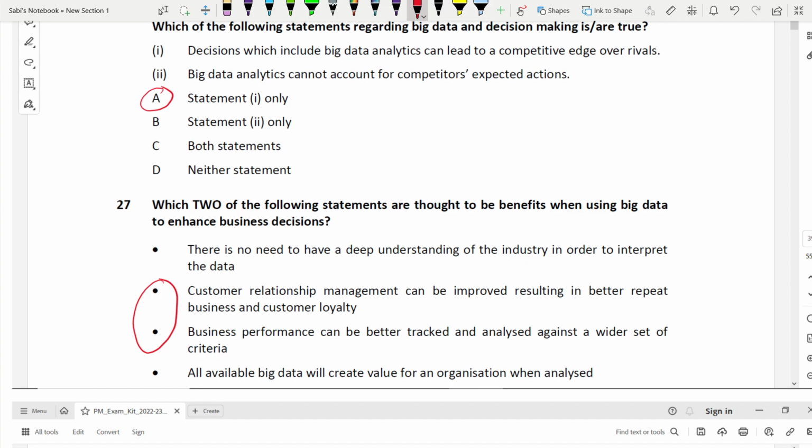Why? One of the criticisms of big data is that you have to interpret it. Even if you have lots of big data, you have to interpret the data. If you don't have an understanding of the industry, interpreting the data becomes very difficult. And the last one, all available big data. If you analyze all big data, it might not be beneficial for you. It will only be beneficial if it's relevant to your company. If you're analyzing big data of some other company not relevant to you, it's a waste of time and money.